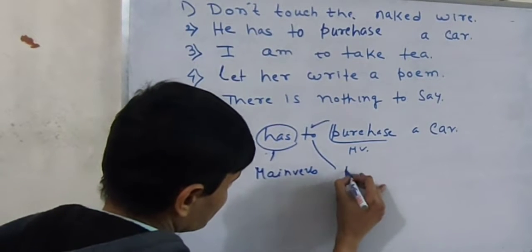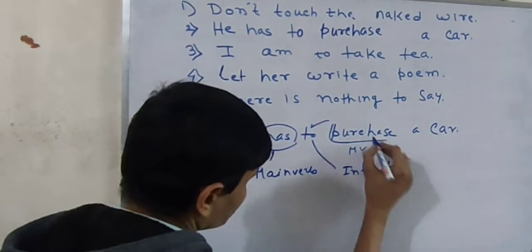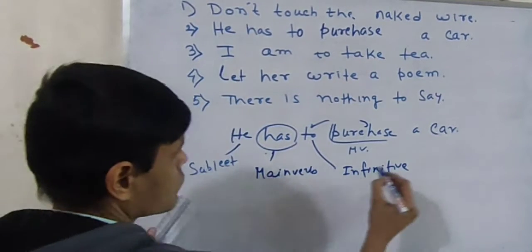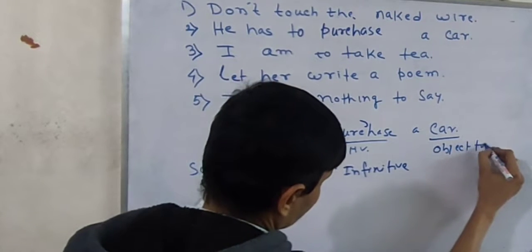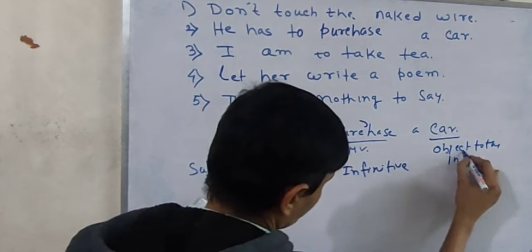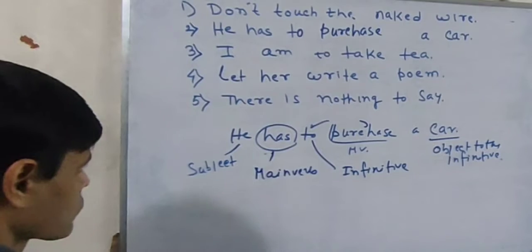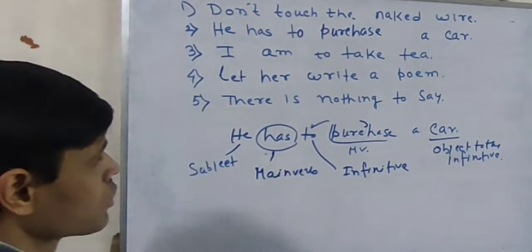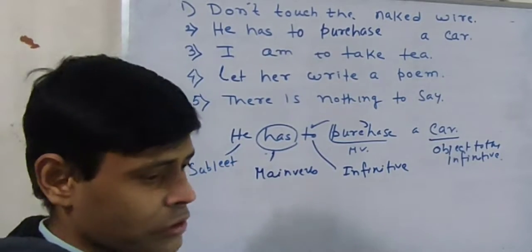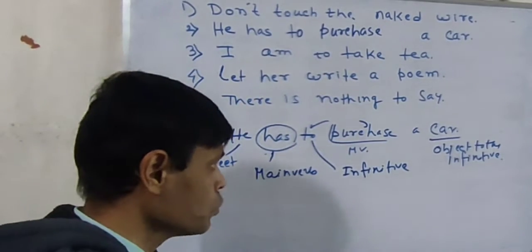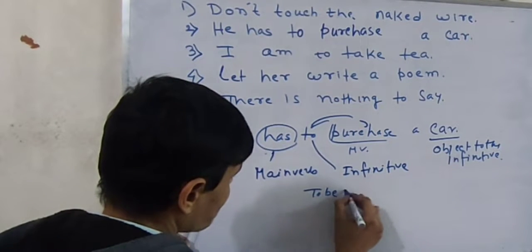To is the infinitive. It is called the simple infinitive. It is called the verb to the infinitive. It is called the object to the infinitive. So when such construction is there, the infinitive can be passivized. This means instead of to, be is called the passive infinitive.